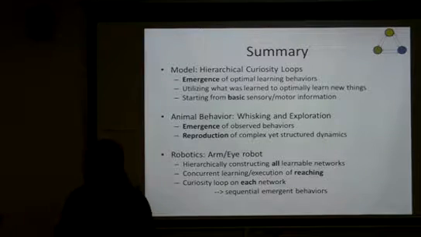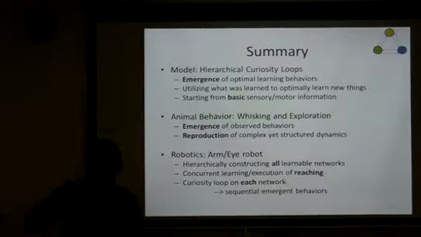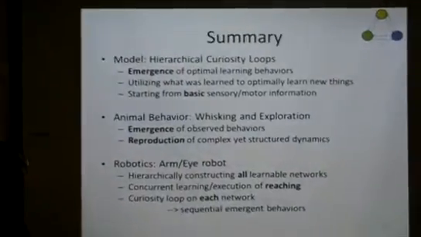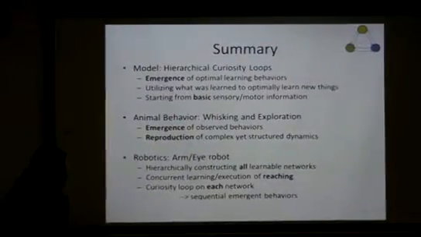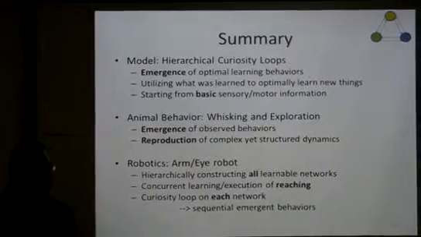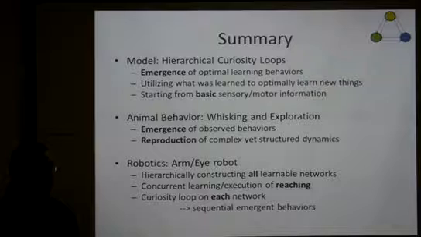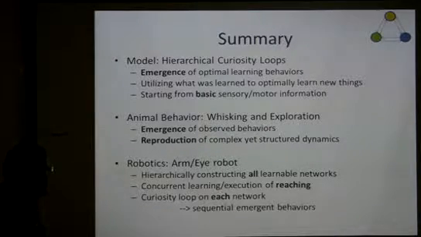So, to summarize, I'm out of time. I introduced the model of the emergence of optimal learning behaviors and utilizing what was learned in a hierarchical manner to learn other stuff. It's a point of view kind of thing, but I'm interested in starting from scratch, from basic sensory motor information and not high cognitive things. I showed you a little bit about animal behavior, and it can explain a lot of observed behavior in whisking and locomotor exploration, which is very nice. It also has a lot of predictions about other stuff.